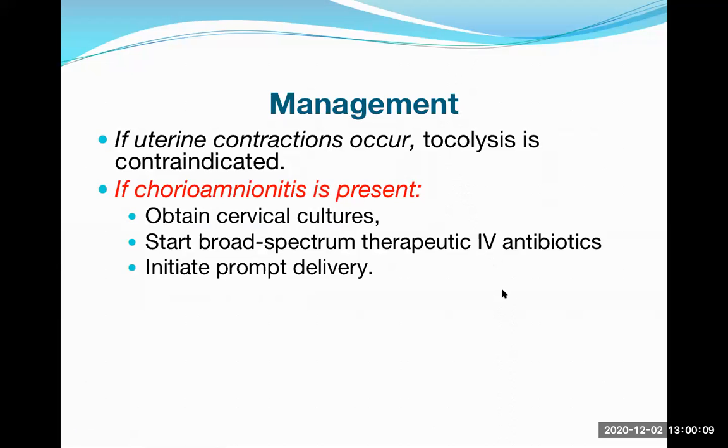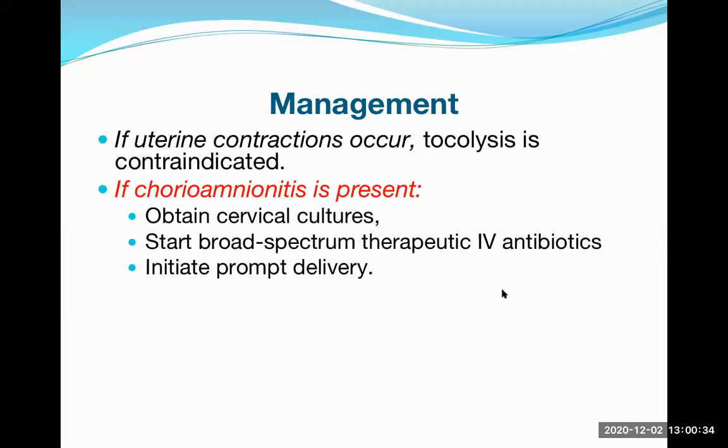What do you mean by tocolysis first? Tocolysis is the prevention of premature birth, sir. Okay, labor stopping, good. Stopping of premature birth, tocolysis. Exactly. So why is it contraindicated in this case of premature rupture of membrane and chorioamnionitis?